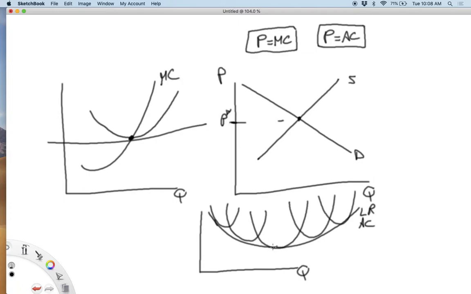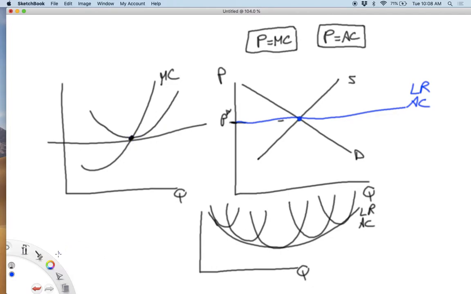For some industries, the long run average cost curve is flat, so that would be constant returns to scale industries. Okay? So let's talk about a situation where you have a constant returns to scale industry. This is an industry where its long run average cost curve is perfectly flat. Okay? So let's say that you have your equilibrium and the price is equal to average cost, so that means you are at a long run equilibrium, and there you go.